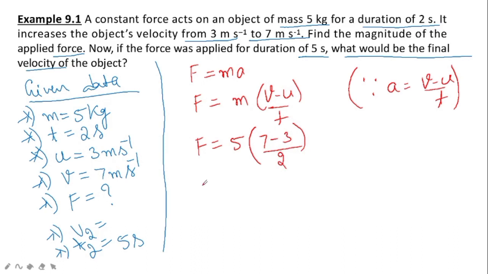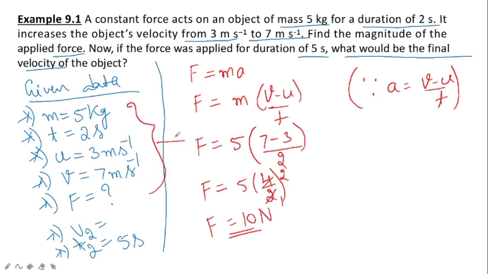Now simplify this problem. F equal to 5 into (7 minus 3), which is 4, by 2. On simplification, what do we get? 2 ones are 2, 2 twos are 4, then 5 twos are 10. So it is 10 Newton. This is the force based on this data.